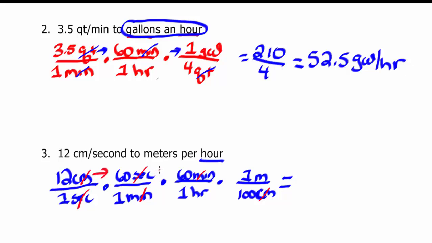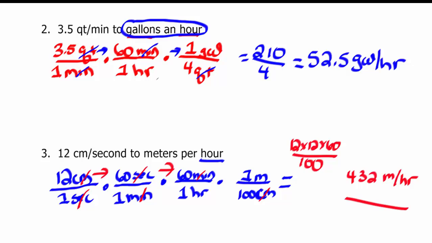So again, we just multiply across. So 12 times 60 times 60, if I look at my notes, actually I didn't even do that, I just gave you the answer. So 12 times 60 times 60 divided by 100, and you should end up with 432 meters an hour. Don't forget to label. I can't say it enough. Do not forget to label.